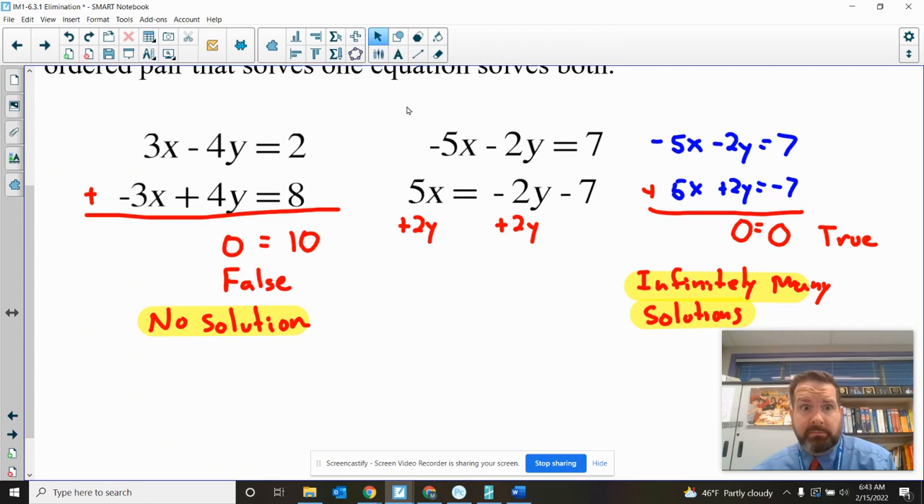So again, the biggie. Here's the summary. If both variables are eliminated and what's left is false, the system has no solution. If both variables eliminate and what's left is true, then the equations are the same thing, meaning there are going to be infinitely many solutions.